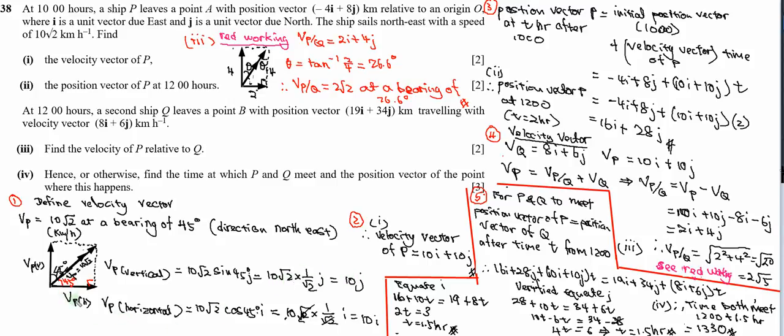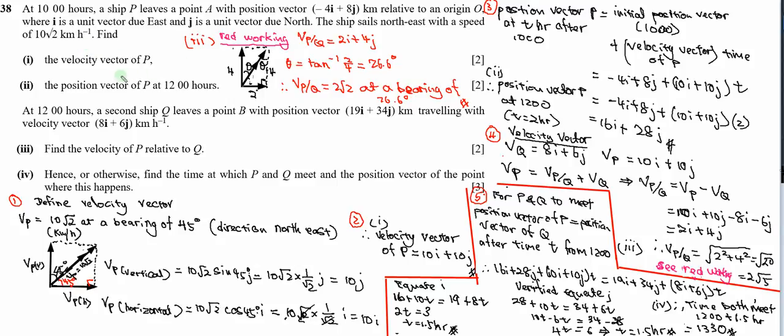Similarly, you look at Vp in the horizontal direction. You can convert it into 10 square root 2 cosine 45, which also gives you 10i. So if you want the velocity vector of P in terms of i and j, the velocity vector of P is 10i plus 10j. So this is the answer for part 1 of question 38.